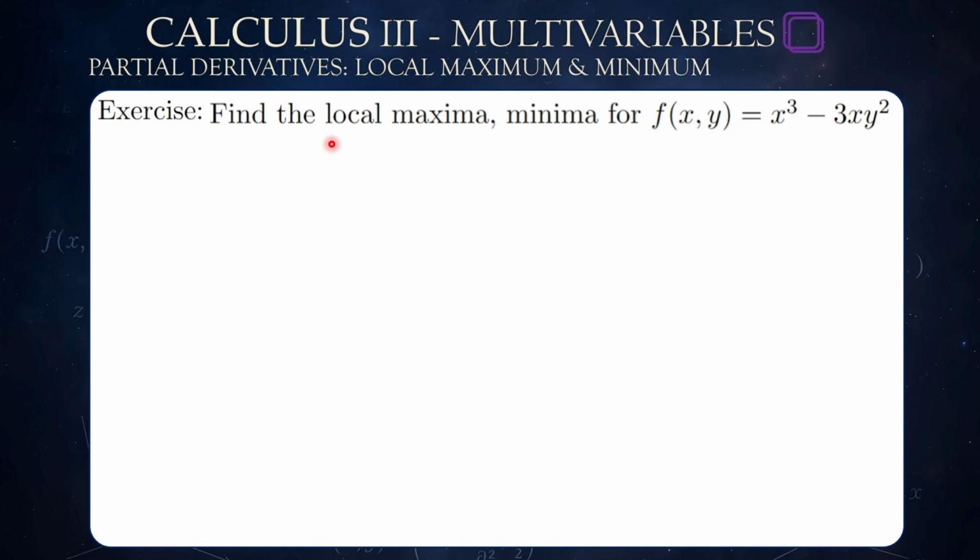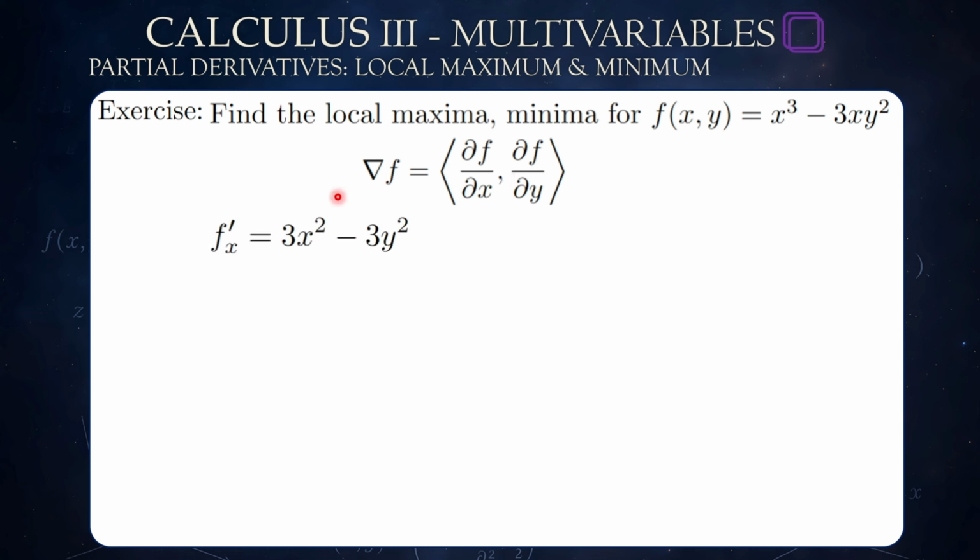Exercise. Find the local maxima and minima for f(x,y) equal to x to the power of 3 minus 3xy squared. At first, of course, you can try to solve it yourself before we get into the solution. Nabla f is equal to the partial derivatives of f in respect of x and in respect of y.